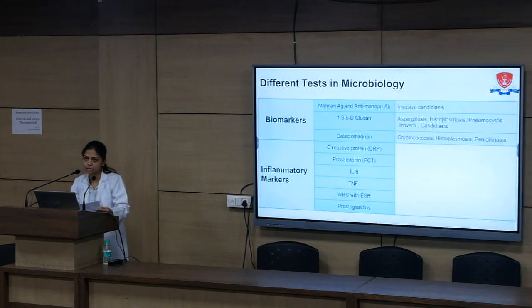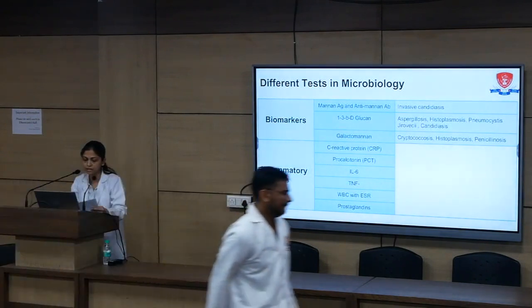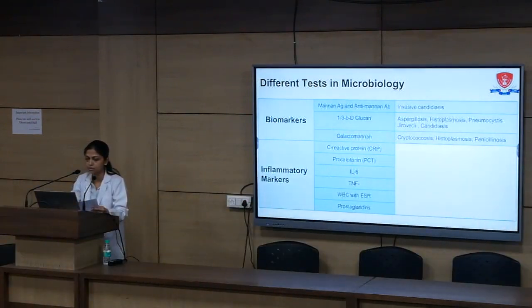Then we have tests for biomarkers. For fungus, we have Mannan, 1,3 beta-D glucan, and galactomannan tests. Then we have tests for inflammatory markers like CRP, procalcitonin, interleukin, tumor necrosis factor, WBC with ESR. These are naturally occurring biological molecules present in the body, and their variation from the normal range gives us an idea about the ongoing pathologies.